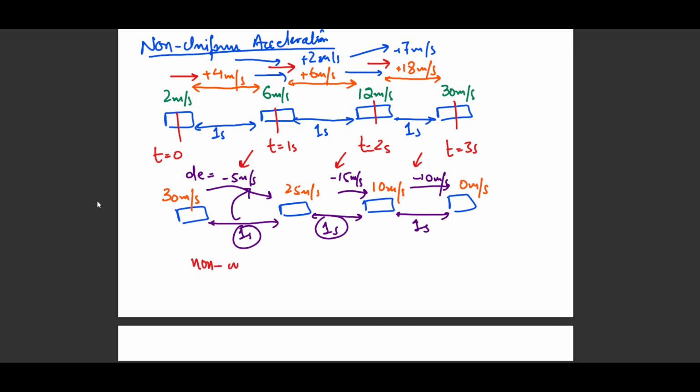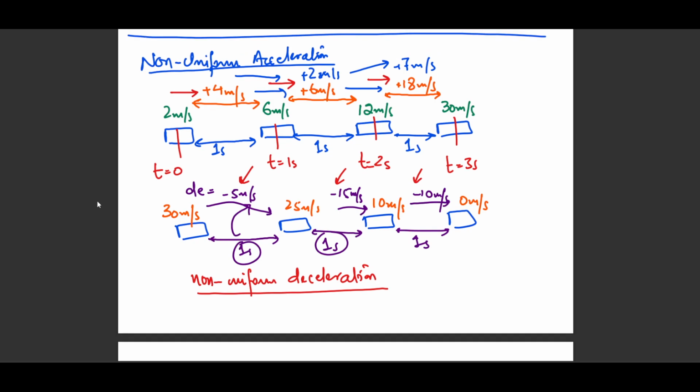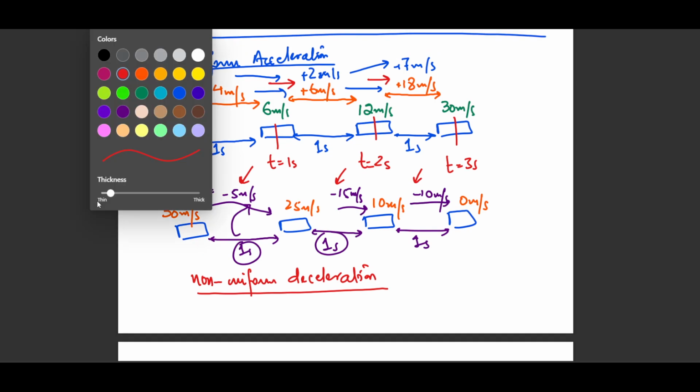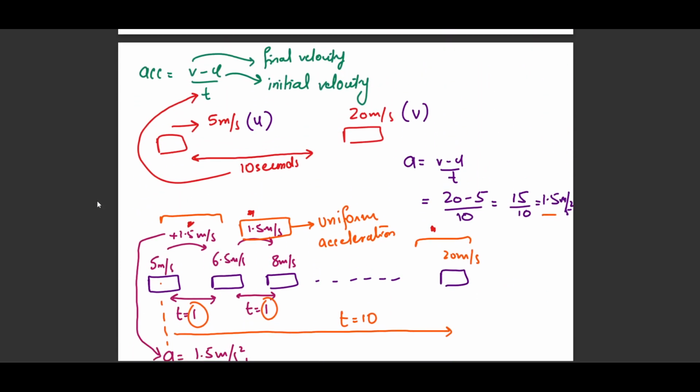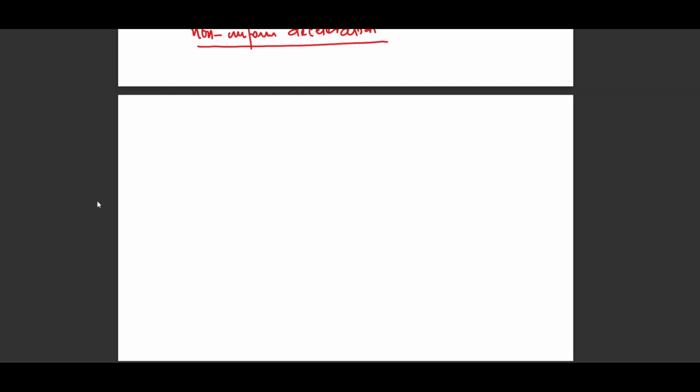So this will be non-uniform deceleration. For those who are wondering how to calculate this, we cannot calculate this. We don't have an equation for this. And even up to A levels, we only deal with situations which are dealing with constant acceleration, right? Basically these cases in which the acceleration is not changing.